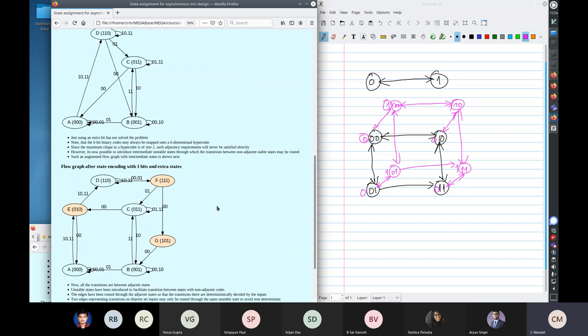Okay. So that is how we can do the safe state assignment for an asynchronous machine. All right. So for this we are not immediately giving an algorithm, but we are just outlining how this can be done.